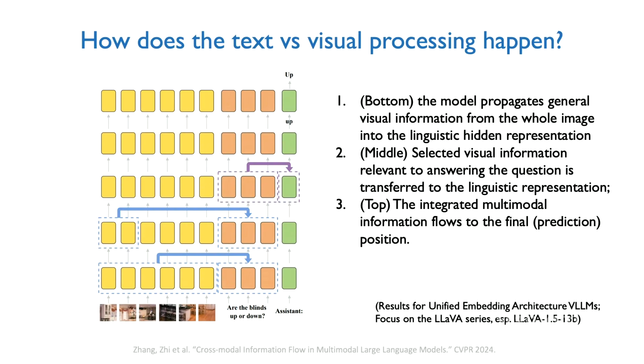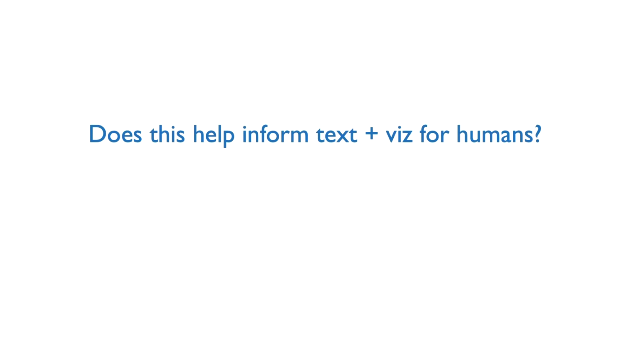So overall, the papers that I've looked at so far find that the first layers and the bottom layers and the top layers rapidly kind of consolidate the visual information, and the middle layers kind of are doing a lot of the semantic processing, in some general statement. So does this help inform text plus viz for humans? I have no idea. But when you think about what these things are actually doing, I think thinking about this juxtaposition maybe is a helpful way to consider it.